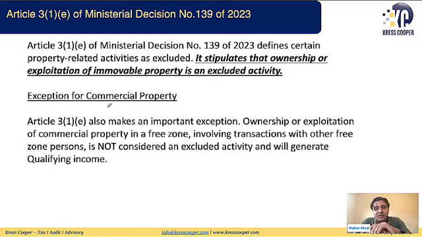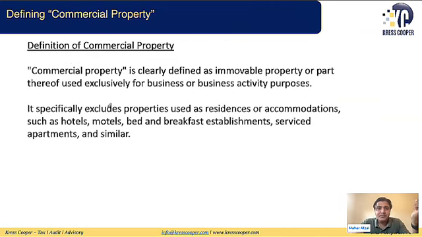But this generally is subject to one exception, which I've already discussed in detail. If all these conditions are fulfilled, note this important point: ownership and exploitation of commercial property in a free zone, involving transactions with another free zone person, is not considered an excluded activity and will generate qualifying income.